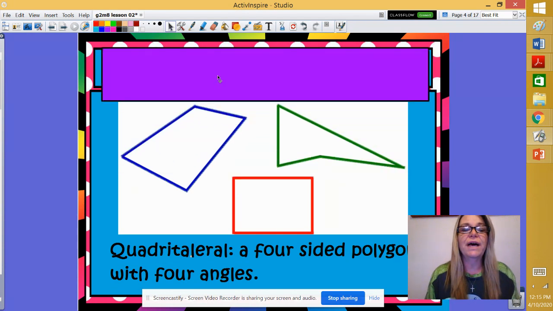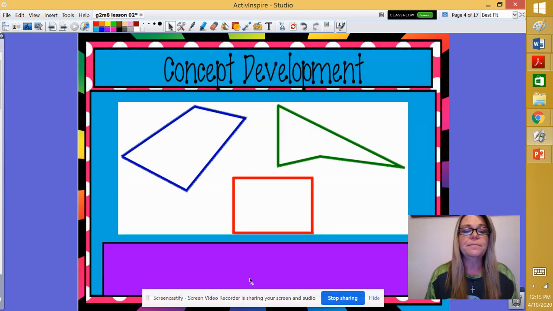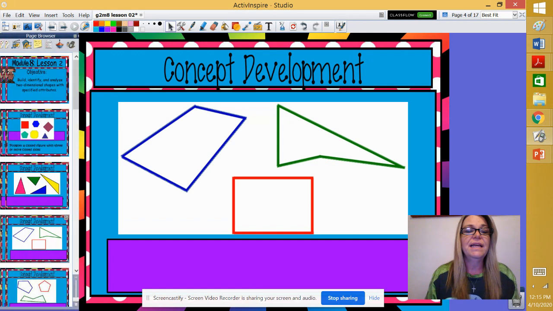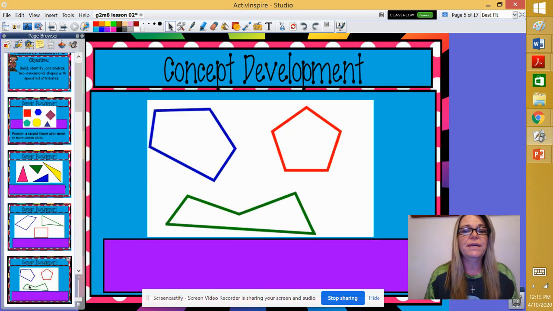A quadrilateral. The prefix quad means four. So a quadrilateral is a four-sided polygon with four angles. Remember, a polygon is a closed shape with straight sides, at least three or more sides. These have four sides. These are quadrilaterals. Let's see if we can identify any more shapes.